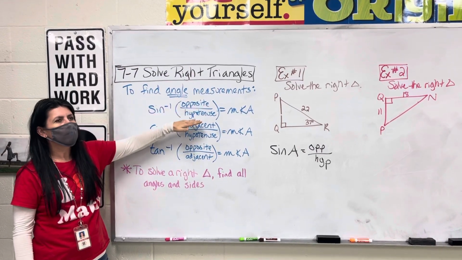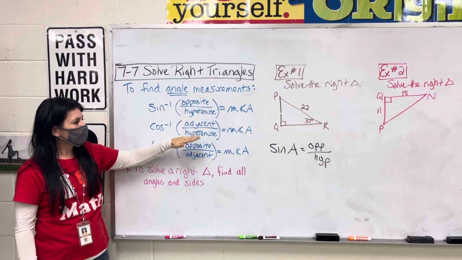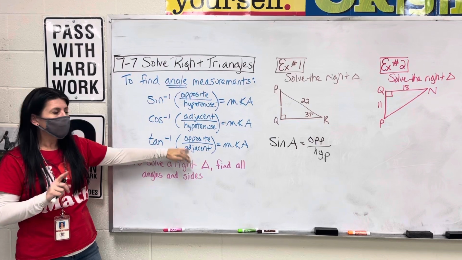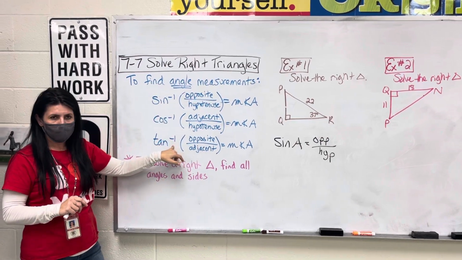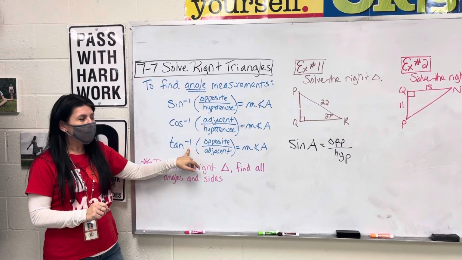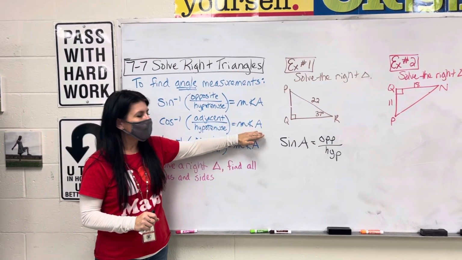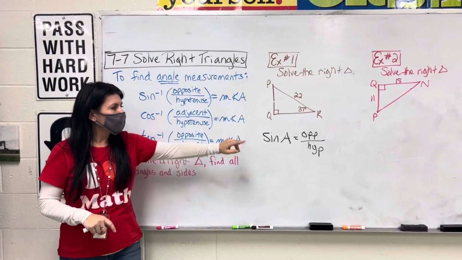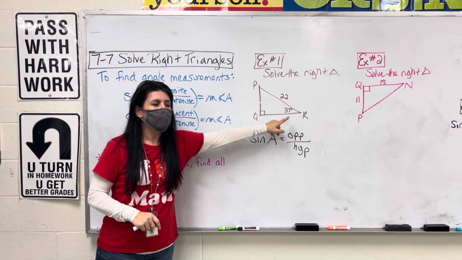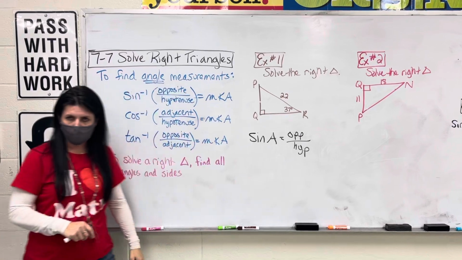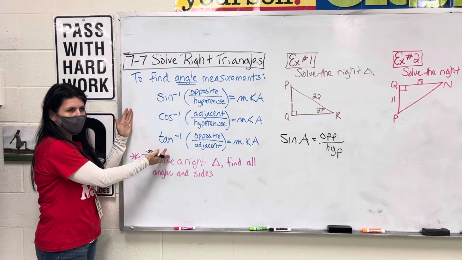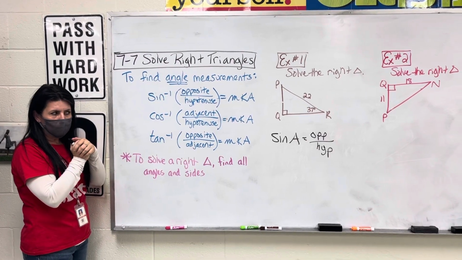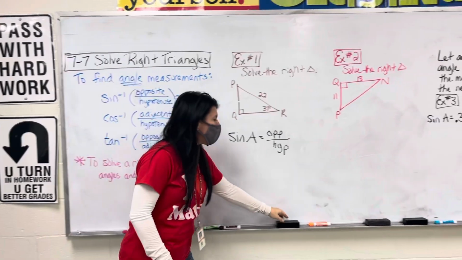Sine is still opposite over hypotenuse, cosine is still adjacent over hypotenuse, and tangent is still opposite over adjacent. The difference is this inverse function. The only time you use the inverse function is to find the measurement of an angle. And anytime you're using these formulas, remember, you're not using the 90 degrees, you're using one of the acute angles. So it's the same formulas. What you need to know today is that inverse means you're finding an angle. Okay, let's look at our first example.